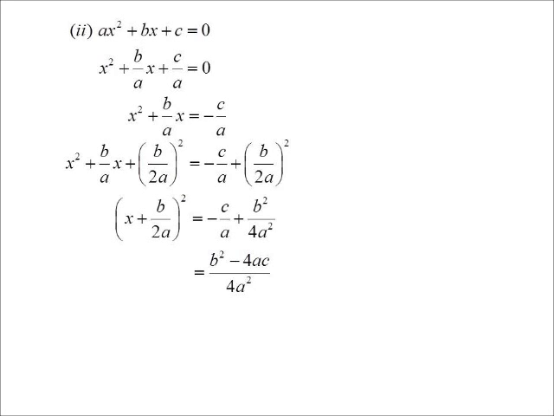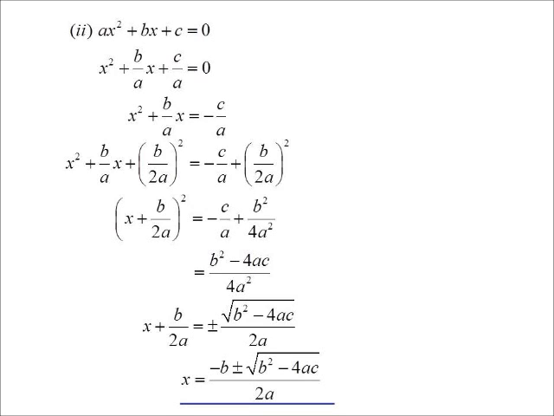It's x plus b on 2a all squared. The right hand side we have minus c on a plus b squared on 4a squared. So it'd be nice to make that a common denominator, and it's starting to fall into place now. So I can now say x plus b on 2a is equal to plus or minus the square root of b squared minus 4ac on 2a. We move the other term, and voila, we have our quadratic formula.